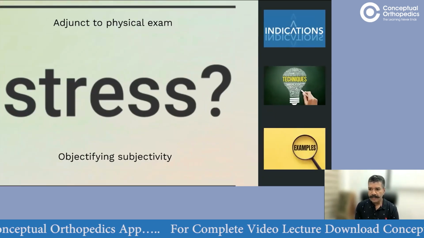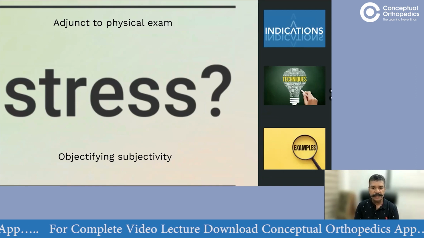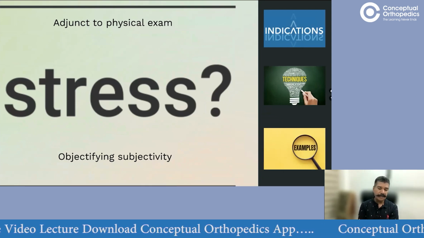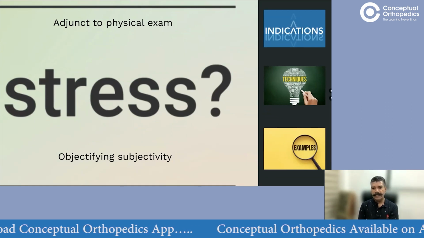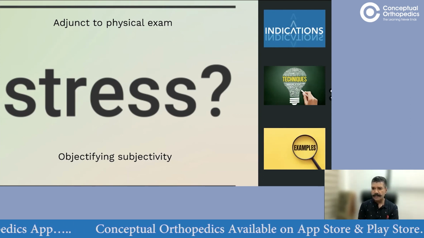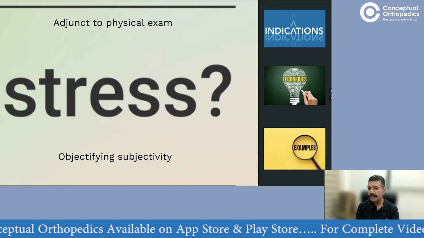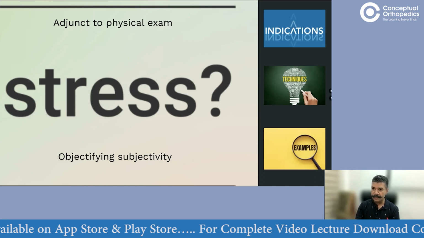So what essentially is a stress X-ray? A stress X-ray, simply put, is an adjunct to your clinical examination. So it can never replace the clinical examination. And it's a method of objectifying subjectivity. So whenever you are in doubt as to whether you have a collateral ligament injury or a posterior cruciate injury, that is the time when you should get a stress X-ray, particularly for chronic injuries.